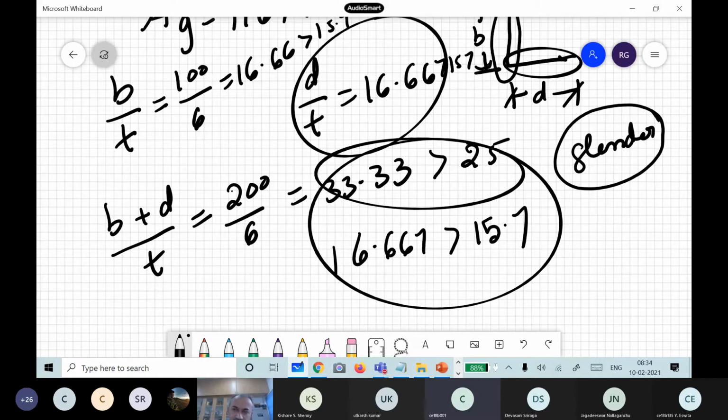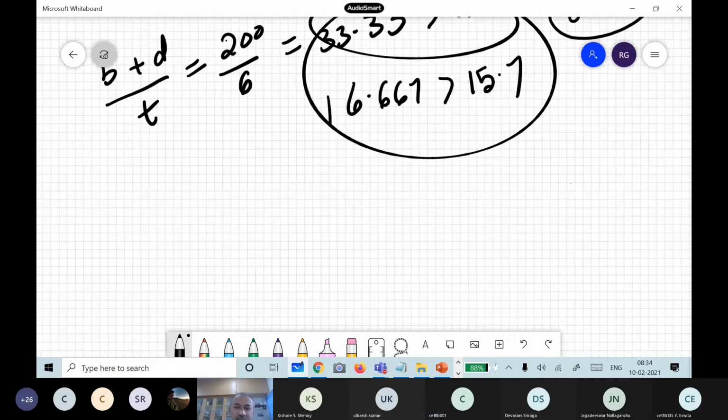Sir, can you cut the arms? Cut the arms. Okay, excellent. So what happens if you cut the arms? Sir, B and D will reduce. So the D by T and B plus D by T ratio will reduce. Oh, okay, excellent. I think you will be a very good engineer. We will not cut the arms. Okay, so you can't cut the arms.